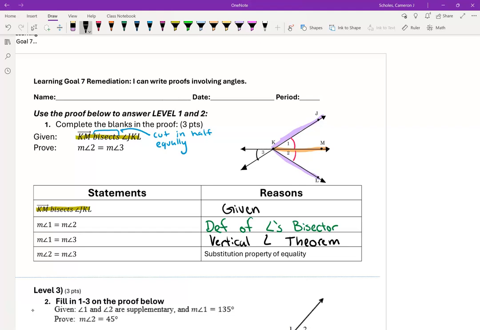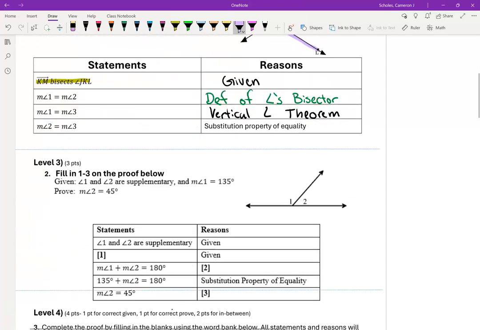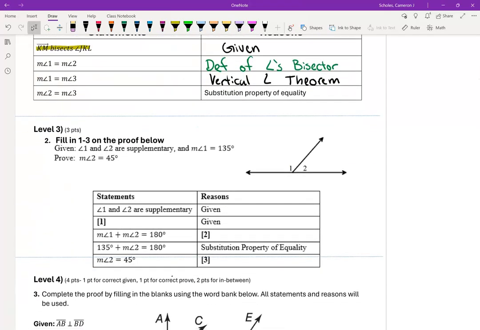And then last but not least, we have that the measurement of angle 2 is equal to the measurement of angle 3 because of the substitution property of equality. Now for level 3, these are asking to find both of them.